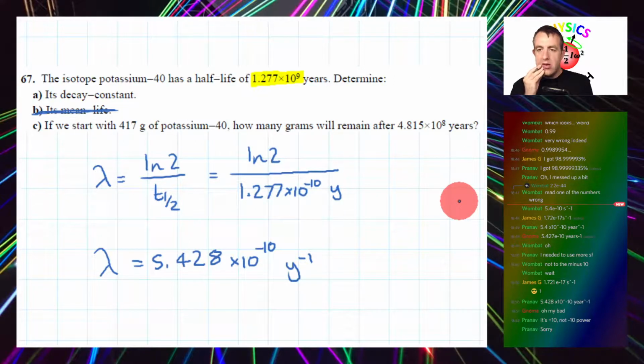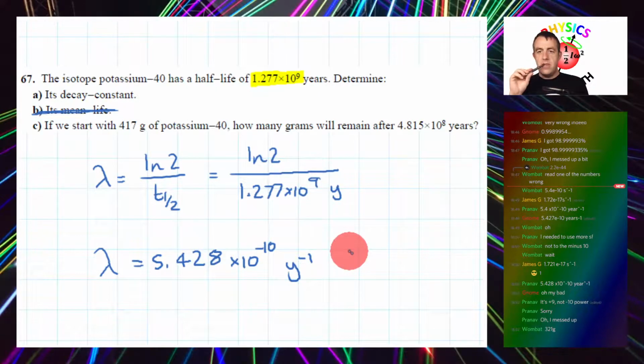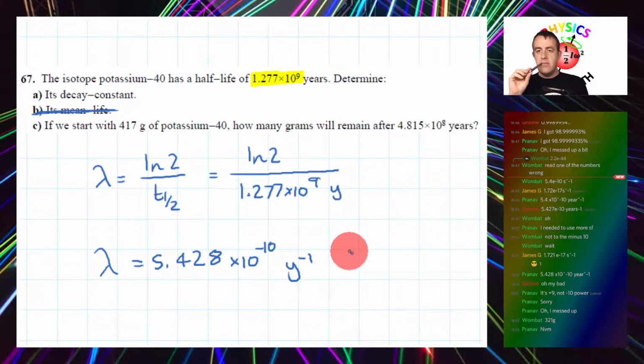It's a +10, not a -10 power. No, it's a -10 power, Pranav. Oh, that's 9. You mean there? That's not a 10 at all, that's a 9. Yeah. No, I don't mind at all, Pranav, not at all.